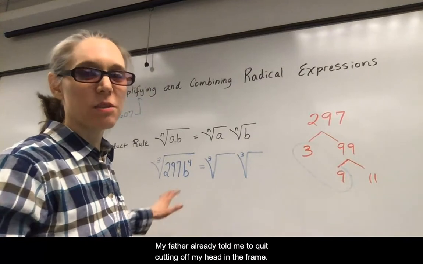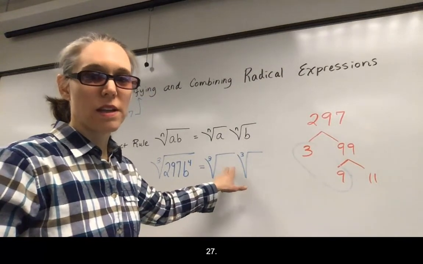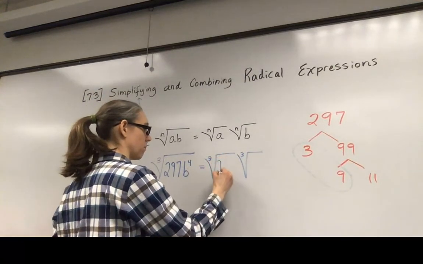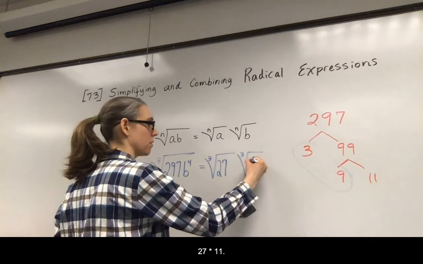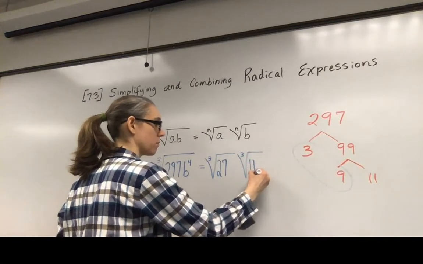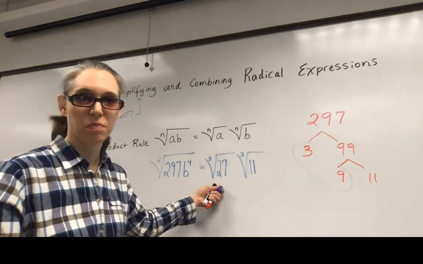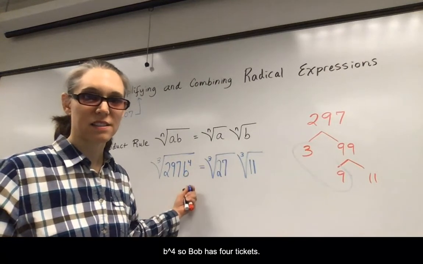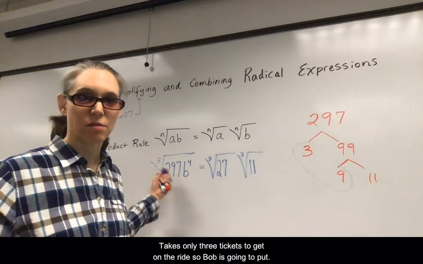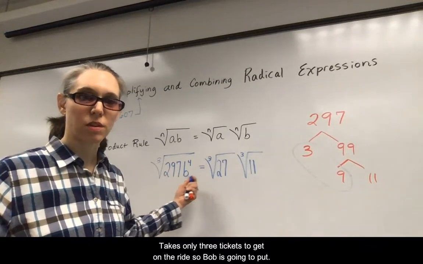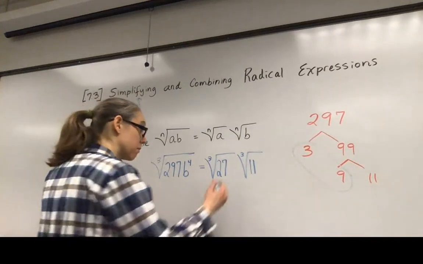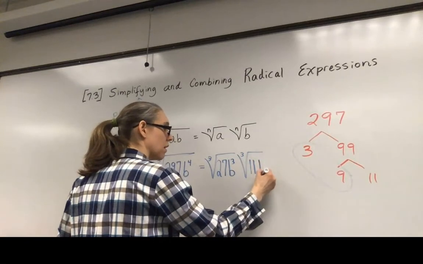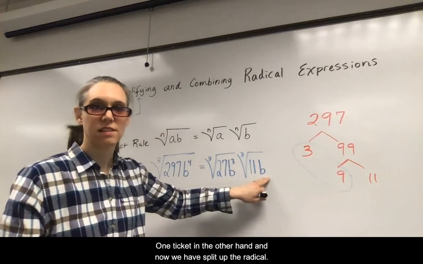Okay, so here we have 27 times b to the 4th. 27 is a perfect cube. Now for the variable, b to the 4th. So Bob has 4 tickets. It takes only 3 tickets to get on the ride. So Bob is going to put the 3 tickets in one hand, and the 1 ticket in the other hand.